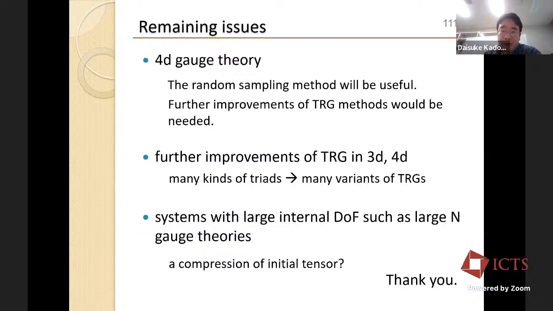So some numerical techniques such as SVD cannot be applied to such large tensors. In those cases, we need to compress our initial tensor by using some numerical techniques. Okay, thank you.